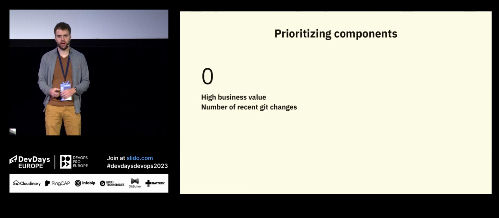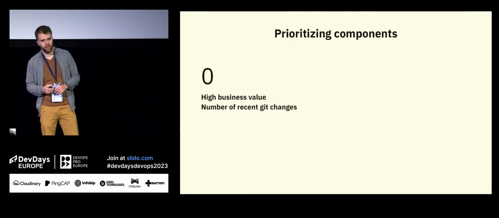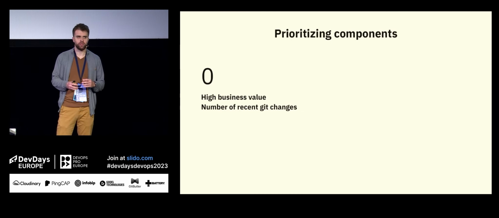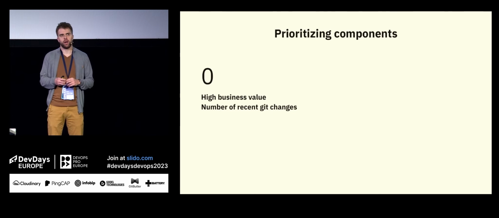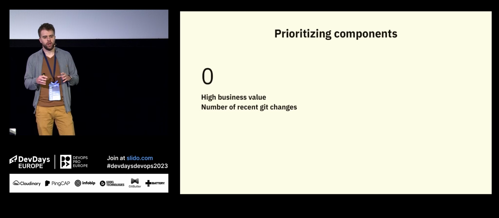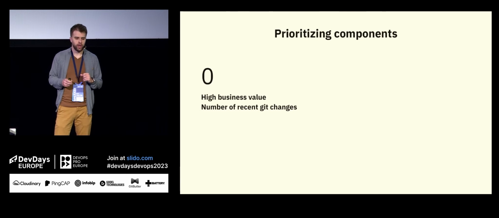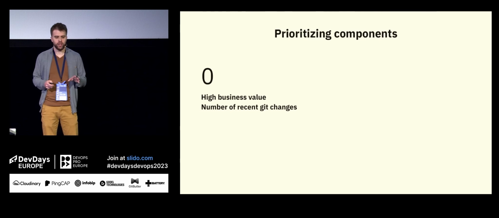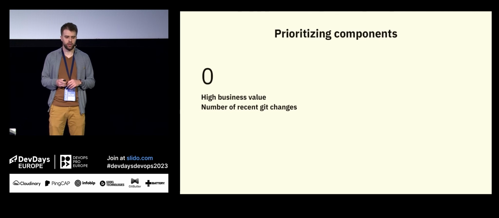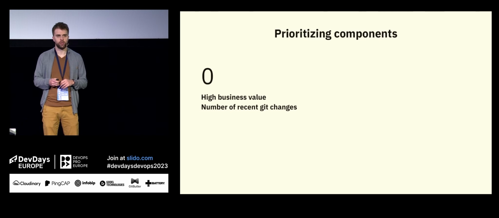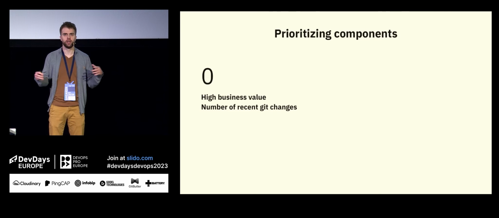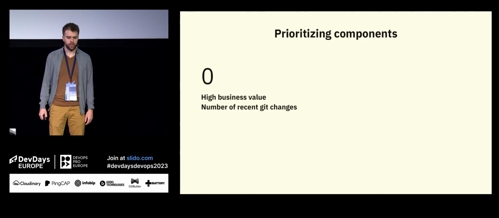And we have another way of prioritizing, which is by business value. Obviously you should target with stories first the part of the application that is very important for business. Maybe it's undergoing active development right now, so that's a good thing to focus on. And an interesting trick is to use recent Git changes to see which components were changed the most.